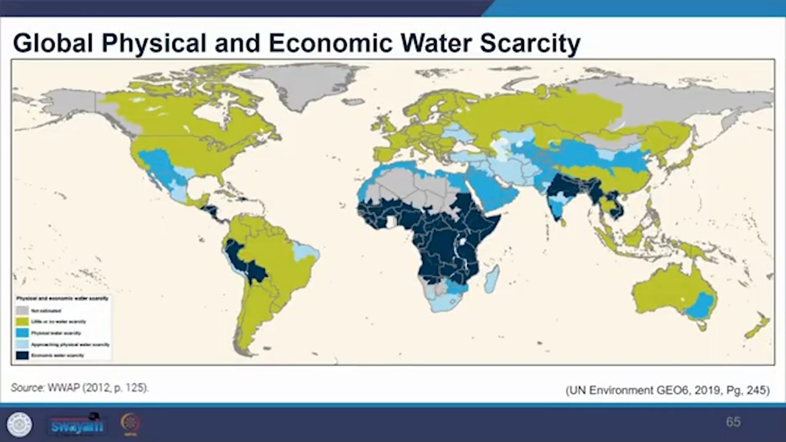In the image, you can see global physical and economic water scarcity. So you can see the two here. The blue polygon indicates the physical water scarcity, when we really say as per the definition what water scarcity is, and the black polygon shows economic water scarcity. So you may note the difference here, and you may see in the Indian context also how the variation is here.